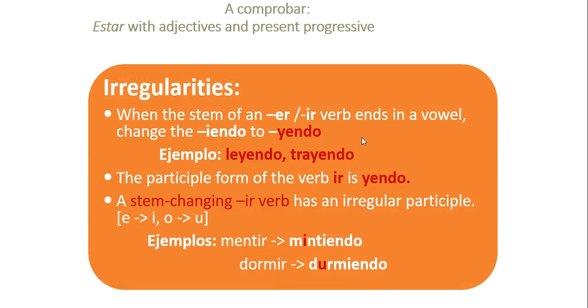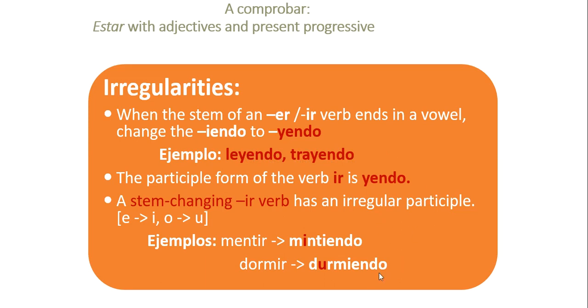Okay, there are some spelling rules to keep in mind. For these two verbs, leer and traer, when we drop the ending, we're going to have yendo there. This being an i originally, that changes to y. So anytime you have an unaccented i in between two vowels, it's going to become y. You might think about it like that, or you might just make flashcards of any of the verbs that have this irregularity in the textbook and leave it at that.